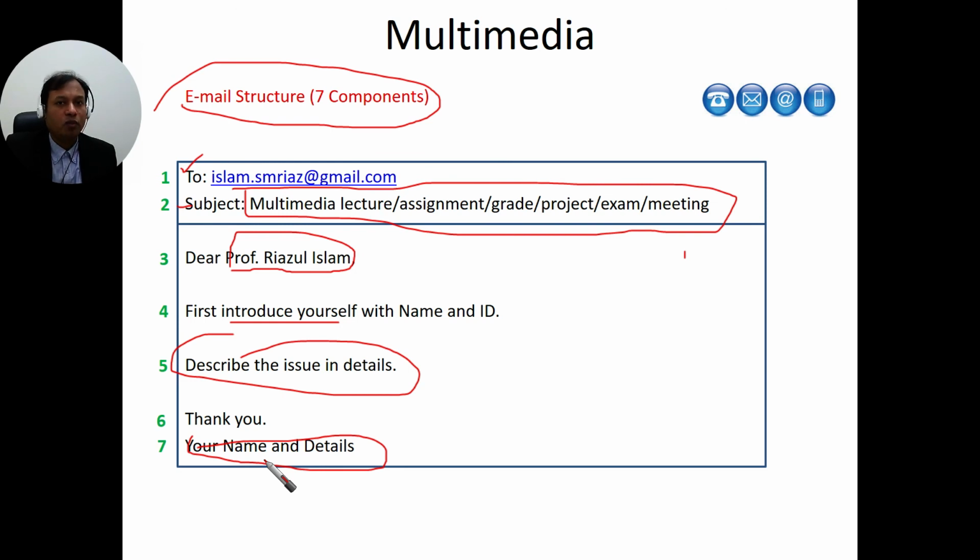I may not respond to you if you don't follow this structure. Those who already took my lectures before know that I'm very sensitive on this issue. When I reply, I may not reply in great detail, because many emails come to me and it is very hard to reply accordingly. But when you send a proper email, you become more professional, because you are contacting for your needs.